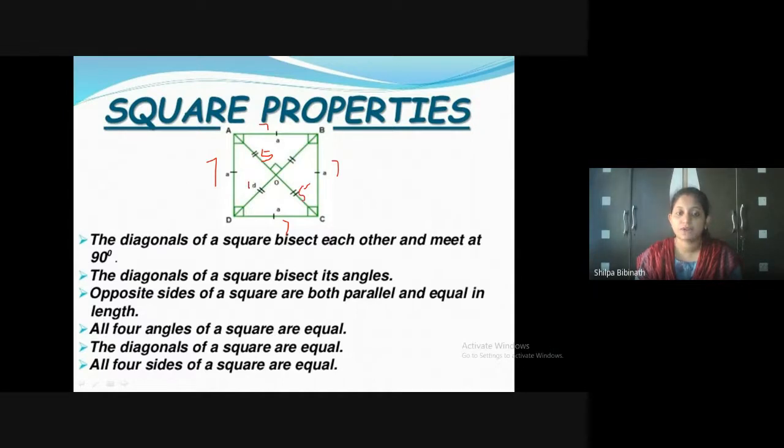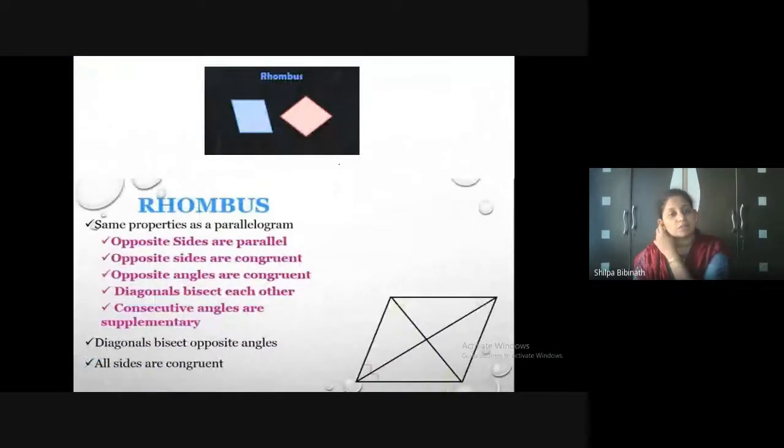If this is 5, this will be 5. Okay, so equally they are dividing, and the angle which is formed over here will be a perpendicular bisector, it will be 90 degrees. Okay, so these are the properties of a square. Next comes rhombus. Now compare square and rhombus.